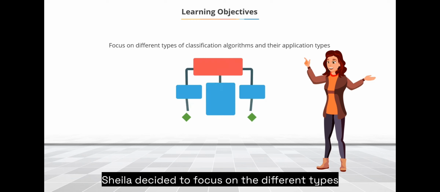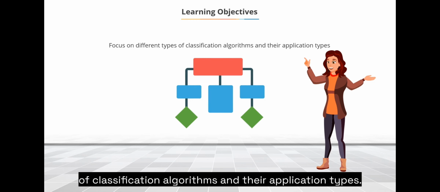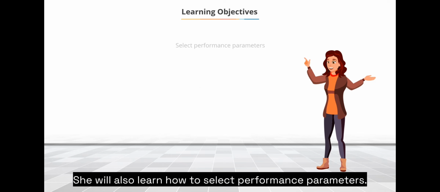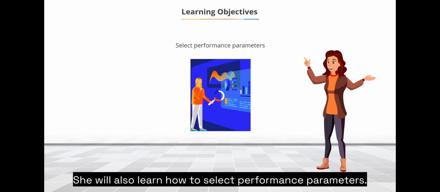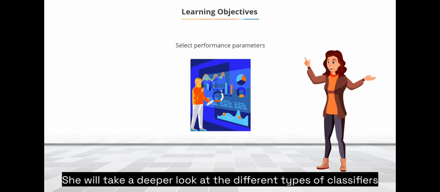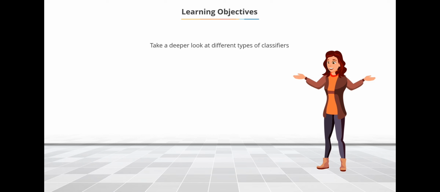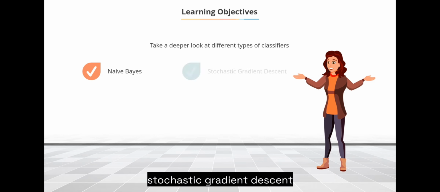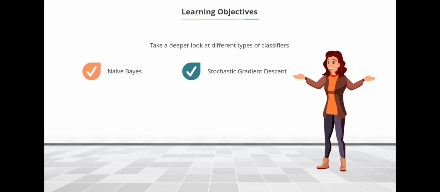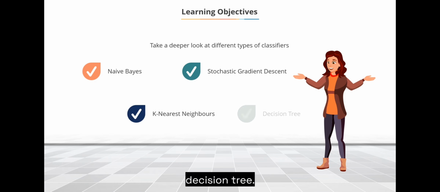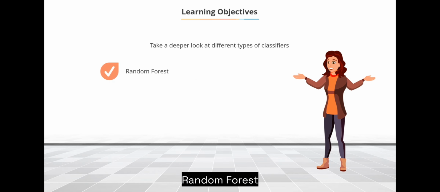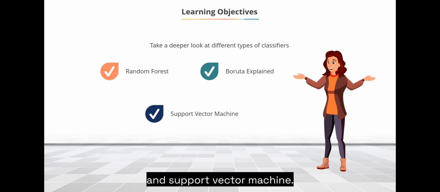Sheila decided to focus on the different types of classification algorithms and their application types. She will also learn how to select performance parameters. She will take a deeper look at the different types of classifiers, like naive Bayes, stochastic gradient descent, k-nearest neighbors, decision tree, random forest, Boruta explained, and support vector machine.